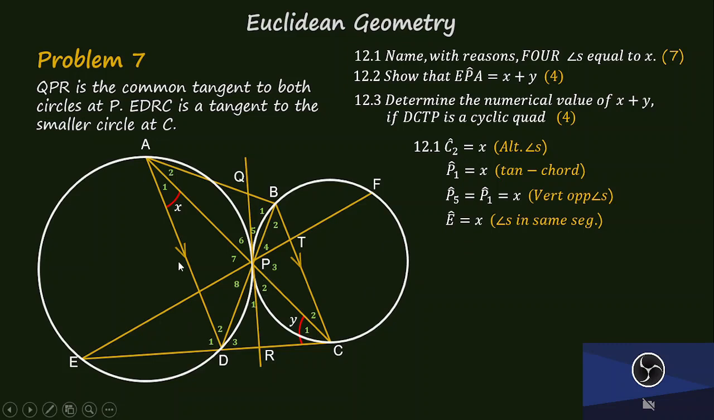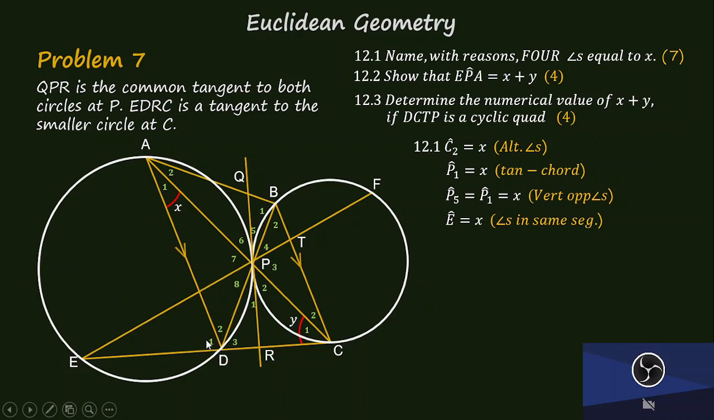Let's go to 12.2. In 12.2, we are required to show that angle EPA equals x plus y. So EPA is P7, right? You see this angle P7 here. Note that D1 equals P7. These are angles in the same segment. Can you see that? The butterfly. So if I work with D1, the answer that I get for D1 will be the same as the answer for P7 because they are equal, right?